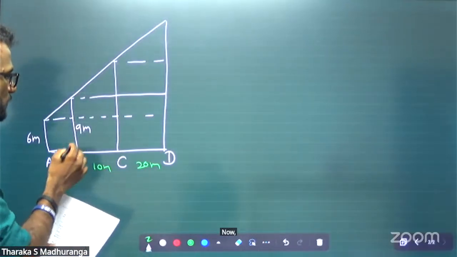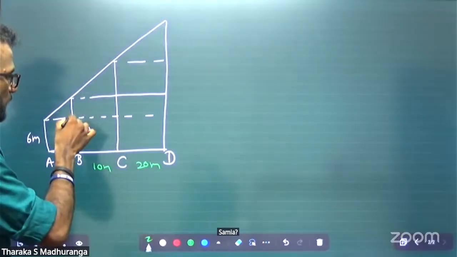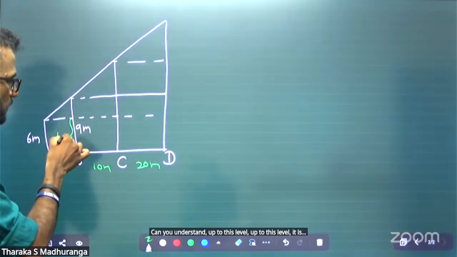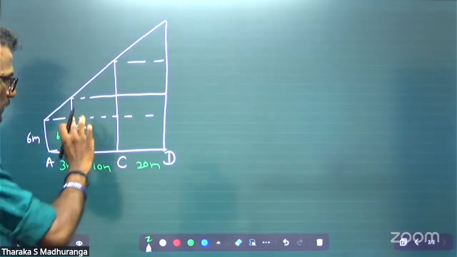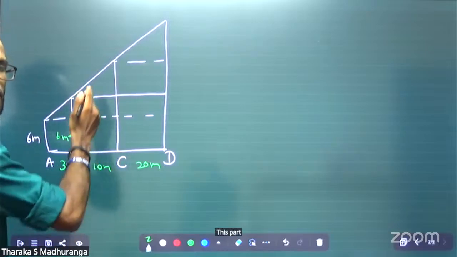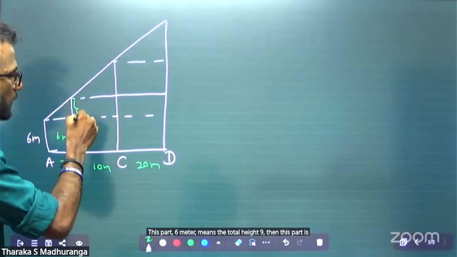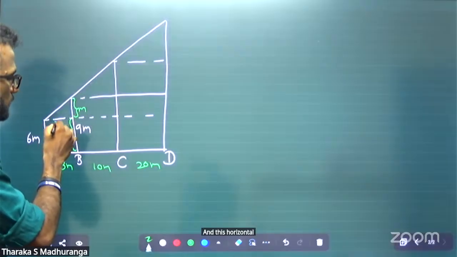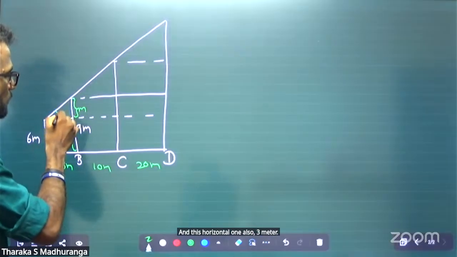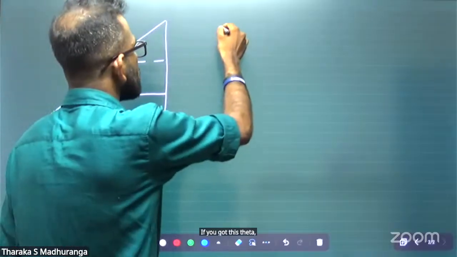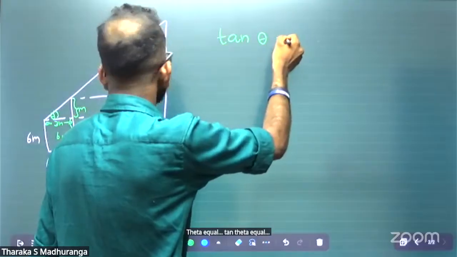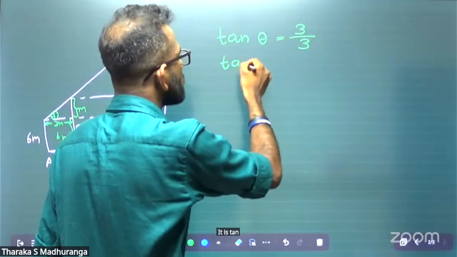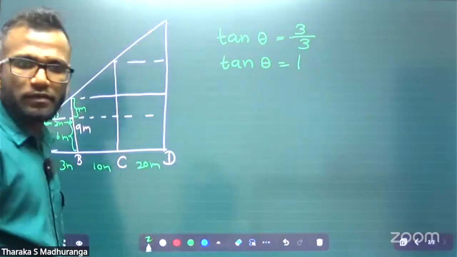Now, Sarmya, can you understand up to this level? Up to this level, it is 6 meter. This part 6 meter means the total height is 9. Then this part is 3 meter, right? And this horizontal one is also 3 meter. If you get this theta, tan theta equals 3 over 3, it is 1. Tan theta equals 1. Clear?